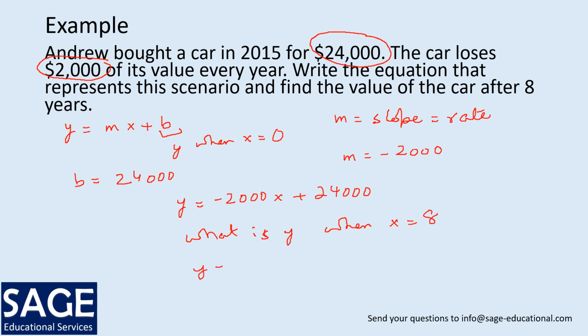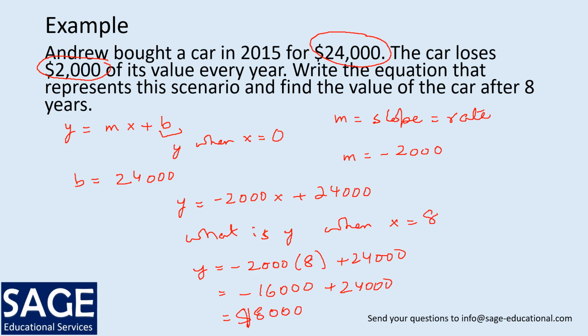So we can just go ahead and substitute x is equal to 8 in there and solve for y. So that is negative 16,000 plus 24,000. So after 8 years, our car would be worth $8,000. So look for a number in the word problem that would be the slope, and then look for another number in the problem that would be the y-intercept.